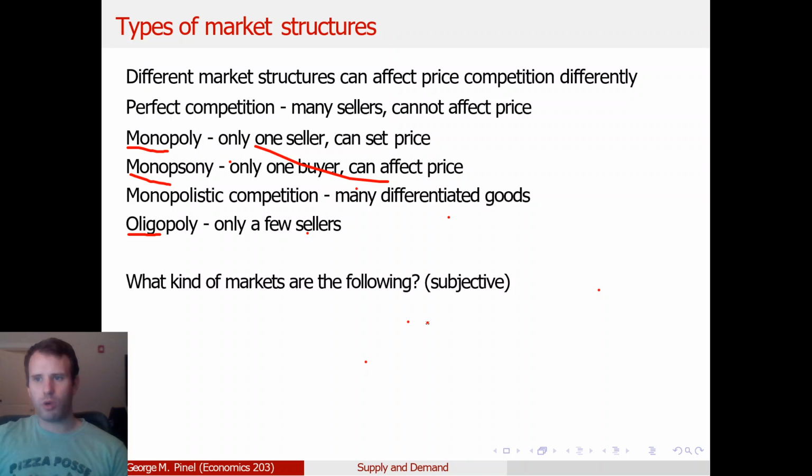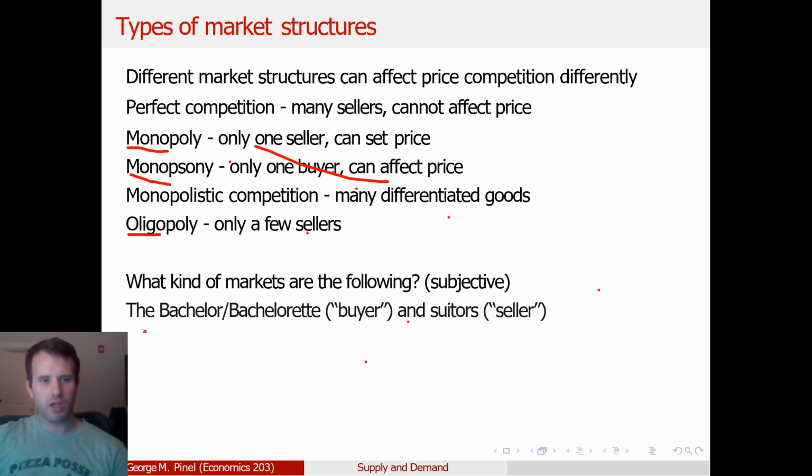Okay. What kinds of markets are the following? Again, this is subjective. The bachelor or bachelorette, when the bachelor or bachelorette is the buyer and the suitors are the seller. Okay. So in this case, there's only one buyer and there's many suitors. So in that case, I would think it would be monopsony, in my opinion. Okay.